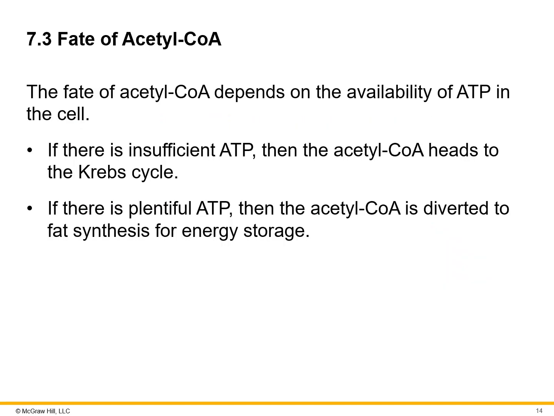All right, so our acetyl CoA, as I mentioned a couple slides ago, depends on the availability of ATP. If there's not enough ATP, so we need energy, then the acetyl CoA goes into the Krebs cycle to make ATP. However, if we already have enough ATP, then that acetyl CoA is used to make fat or triglycerides. And that's why we don't want to take in more than we need.